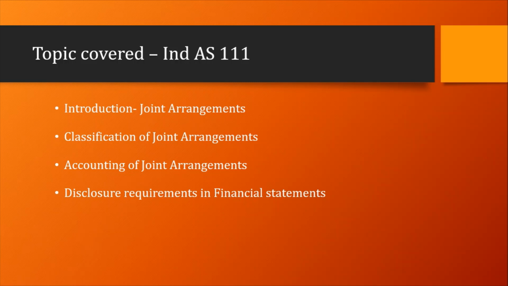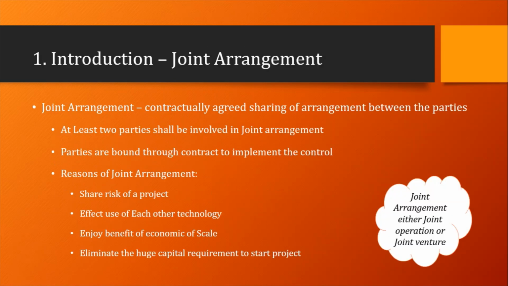Second is classification. In classification we will discuss the criteria of joint operation and joint ventures, and how we make the classifications. Then accounting of joint arrangements in respect of joint operations and joint ventures, we will discuss in detail, including the joint operation accounting treatment related to specific transactions. And then we will discuss the disclosure requirements which are needed in the financial statements.